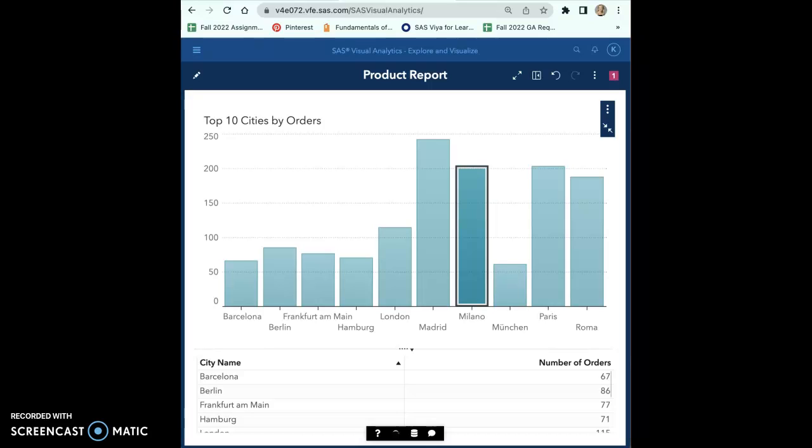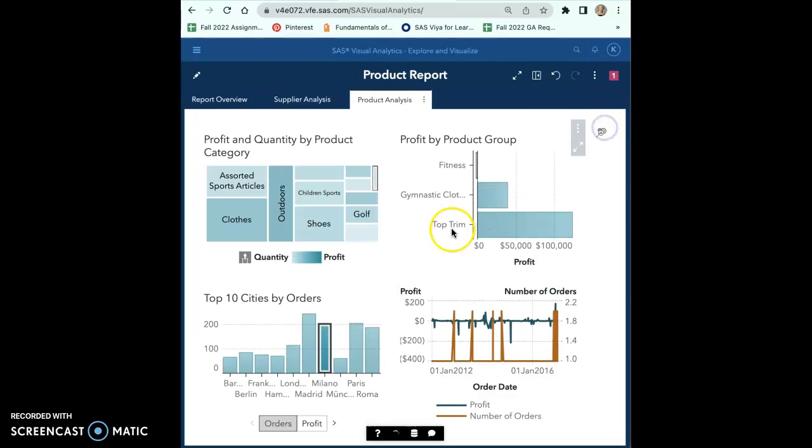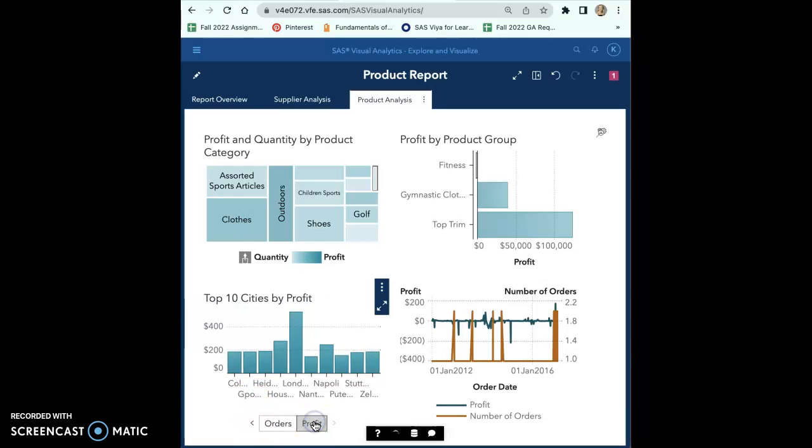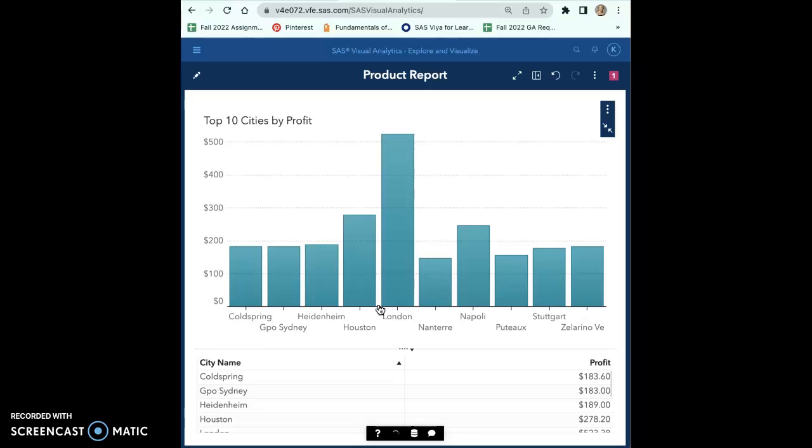And then to answer which are the top 2 cities by profit for fitness, we're going to go back to this. We're on orders, but we're going to go on profit, expand, and we can see that the top profit is London at 523.38, I'm guessing million, and then Houston is the second city that has the highest profit for fitness. And that is just a snippet of the demo for SAS VAYA.